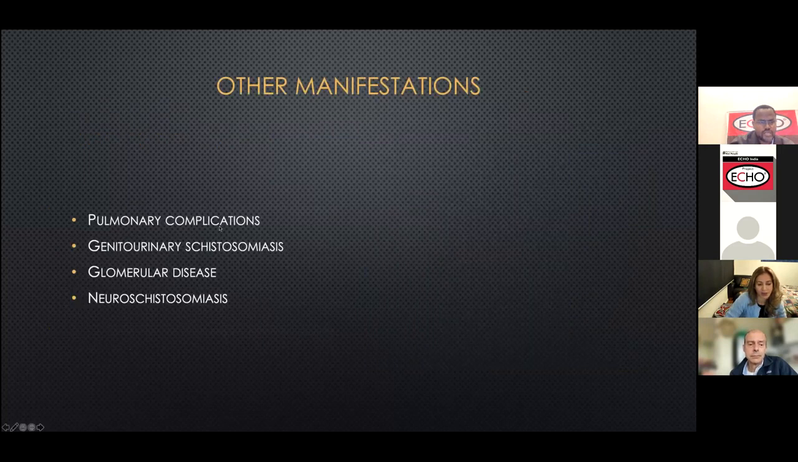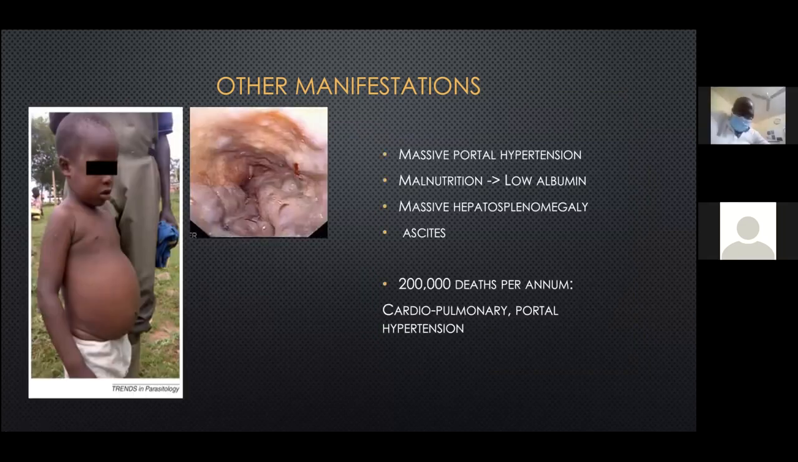Schistosomiasis can occur throughout all the organs, so certainly there can be pulmonary and genitourinary symptoms. Renal disease is described, and so is neuronal disease, depending on where the schistosomes lay. Well, I'm not going to go into those.